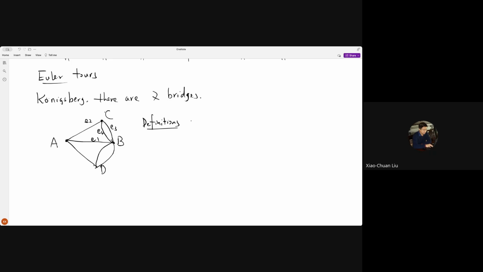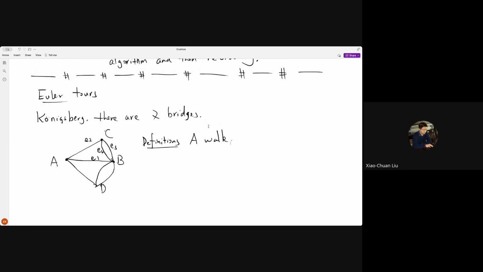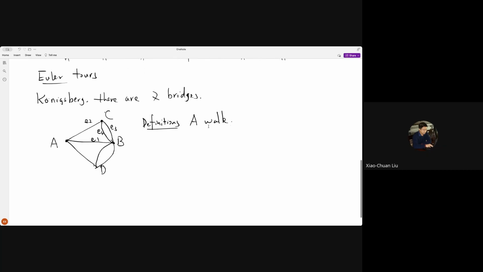For example, we talk about a walk. The story starts by walking through a town, so a walk becomes a definition in mathematics. A walk is a sequence of vertices and edges, alternating.